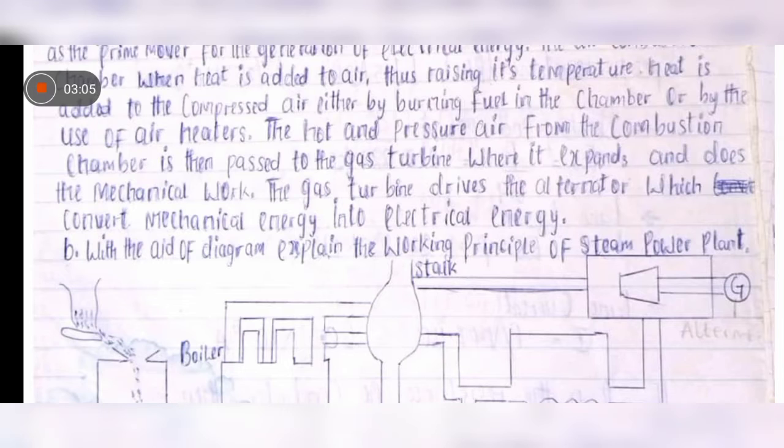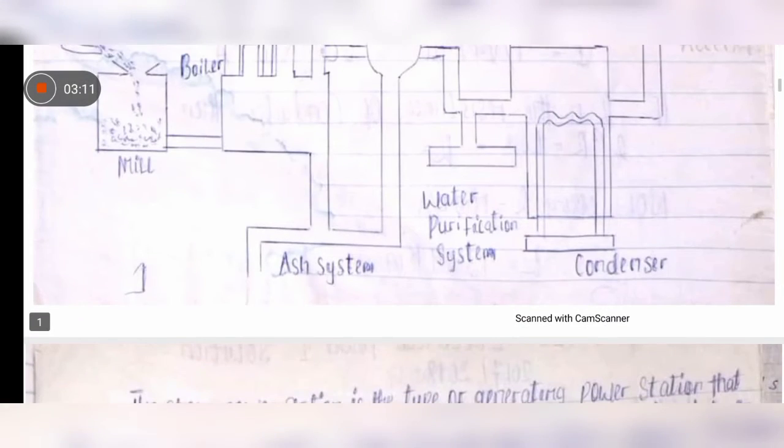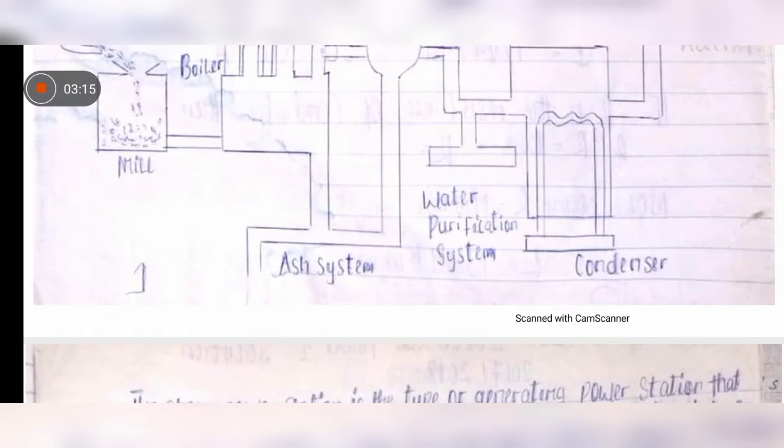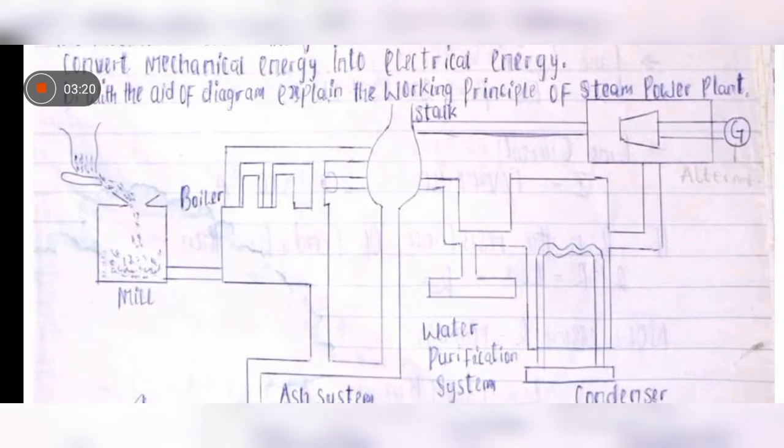Okay, let's look also at the next question: with the aid of a diagram, explain the working principle of a steam power plant. And this is how a steam power plant looks like. We have the boiler, the mill, the stack, the water purification system, condenser, ash system. Now let's look at this. The alternator is at this point here.